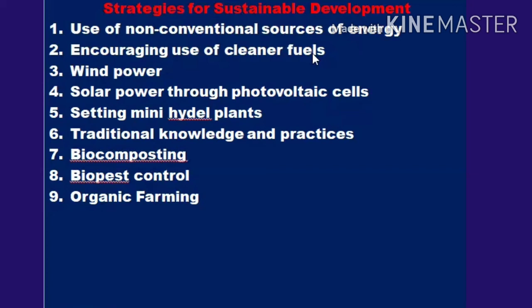Third is wind power. In areas where the speed of wind is usually high, windmills can provide electricity without any adverse impact on the environment. So wind turbines move with the wind, and electricity is generated. Next is solar power through photovoltaic cells.